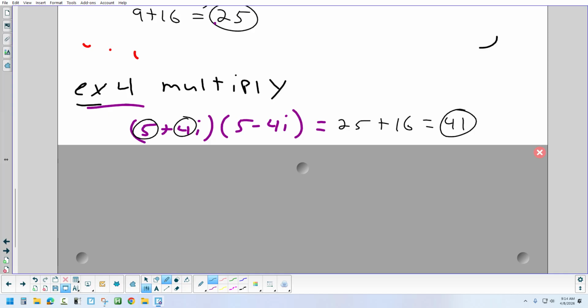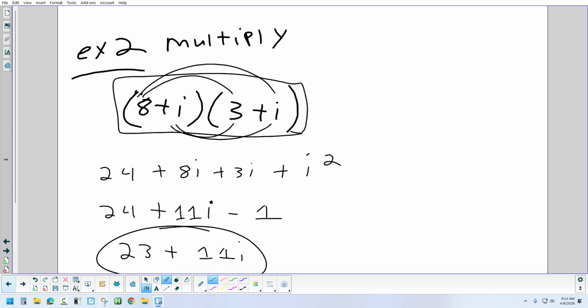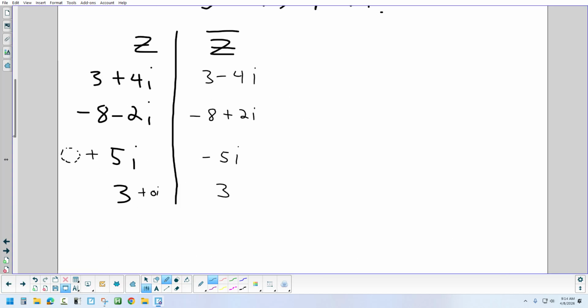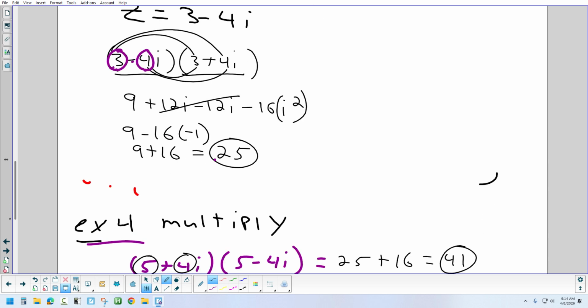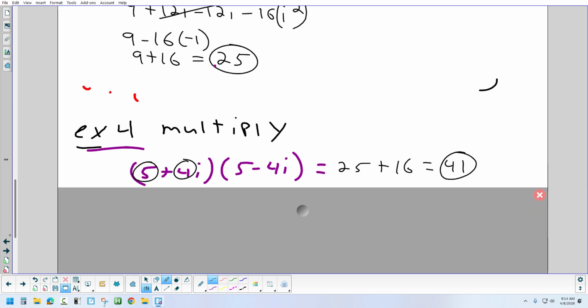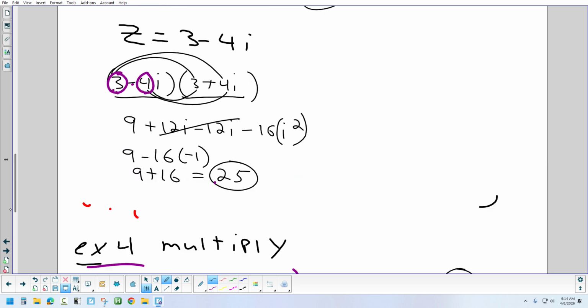Okay, so that's a nice trick if you have to multiply conjugates. It doesn't work if the numbers are not conjugates. Then you just have to go back to doing the whole FOIL. But for conjugates, I'm going to use that trick in the future to speed things up. Okay. Any question on that?